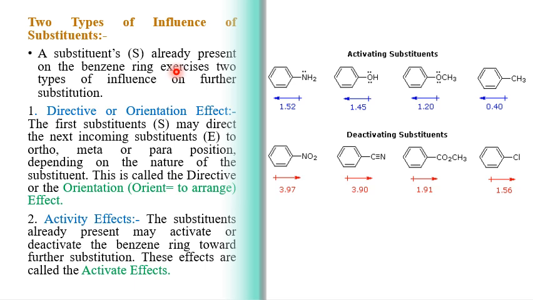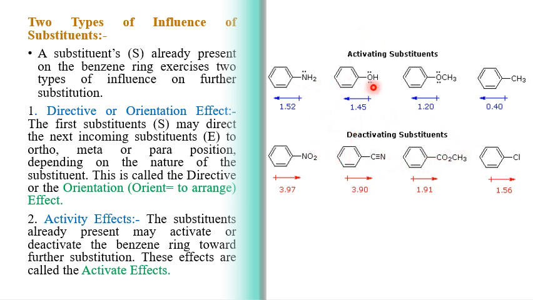The next topic is the activity effect. If you see here, the substituent which is already present on the benzene ring may activate the benzene ring or deactivate the benzene ring. Based on the activation and the deactivation, the further substitution will occur. So this is called the activity effect. These are the activating substituents and these are the deactivating substituents.